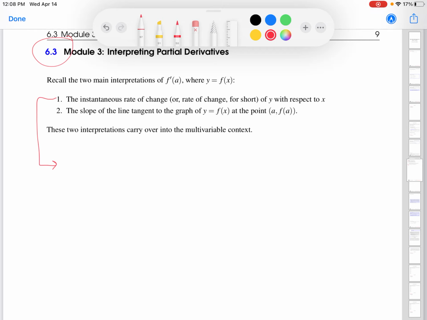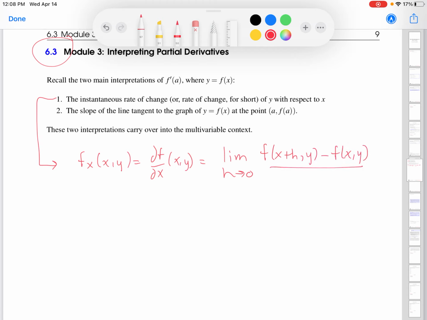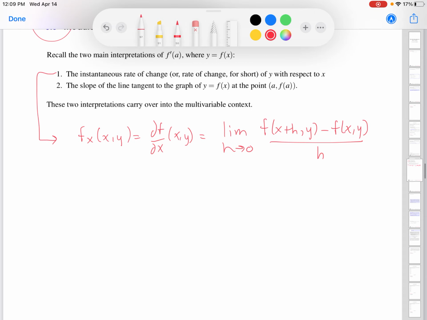So remember, let's talk about, for example, the partial derivative of f with respect to x. Remember how that was defined. It was in the first module in this lesson, it was the limit as h goes to 0 of the essentially difference quotient as before, except we are now holding y constant since we're talking about a two-variable function. So what I want to do is just rewrite this in a way that's more suggestive of this interpretation carrying over.